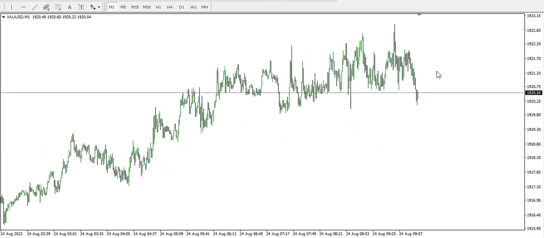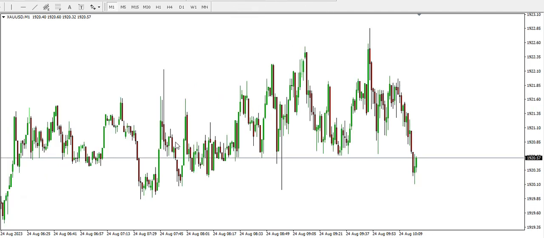Look at the 1-minute chart. It's clearly bullish, but the range we have around here suggests that we might have a bit of retracement before price gathers momentum to the upside.